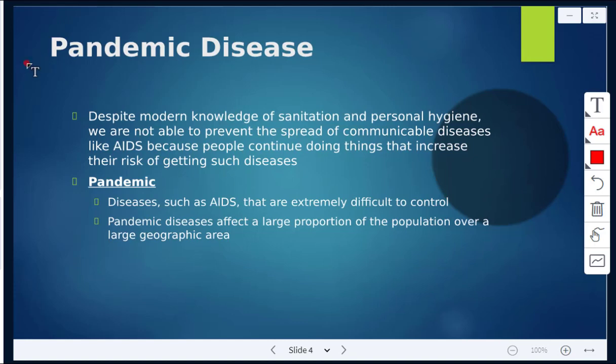So when we talk about a pandemic disease, despite modern knowledge of sanitation and personal hygiene, we are not able to prevent the spread of communicable diseases like AIDS, for example, because people continue to do things that increase their risk of getting such diseases. So a pandemic consists of diseases that are extremely difficult to control, for example AIDS, and they affect a large proportion of the population over a large geographic area. So that's classified as a pandemic.